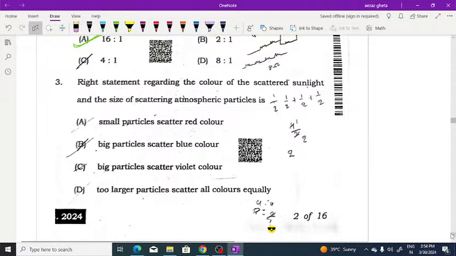Which is the right statement about the color of the scattered sunlight and the size of the scattering atmospheric particle? A small particle will scatter the red color. See, actually a large particle will scatter the red color. According to your textbook, a large particle scatters red color light, and a small particle scatters the blue color light. Your textbook says this.